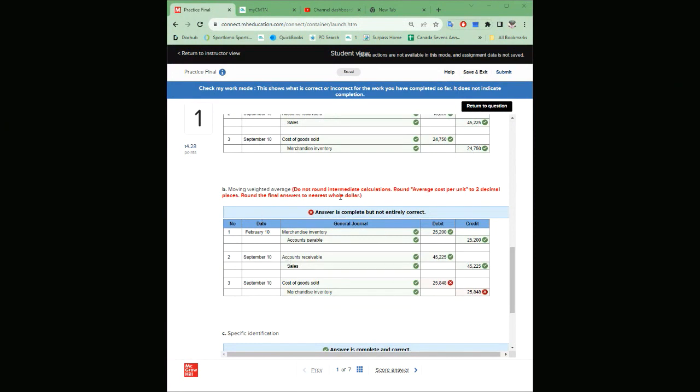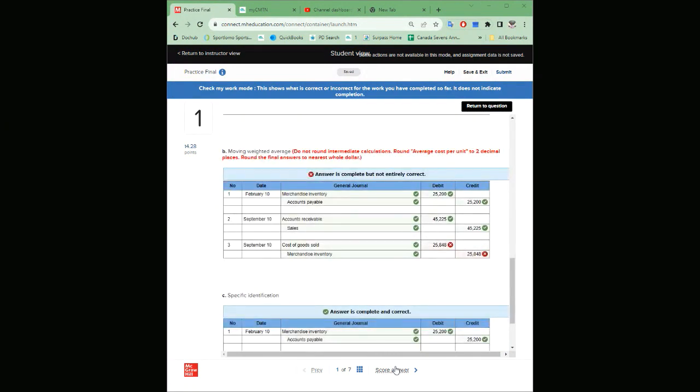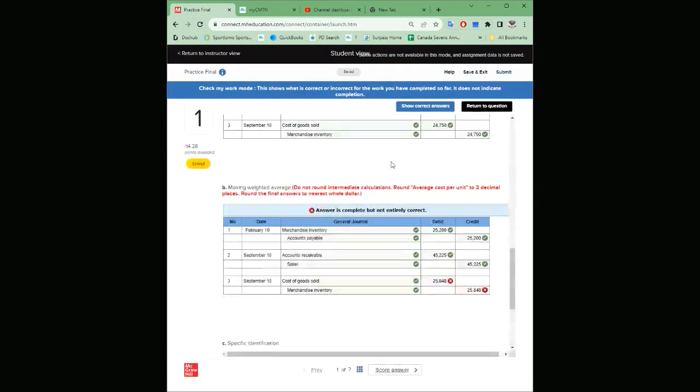So let's go to the next one. Yeah, we can score it, sure. Right, we knew we made a mistake just in the rounding, but I'm going to override that. I'm going to give you 100%.